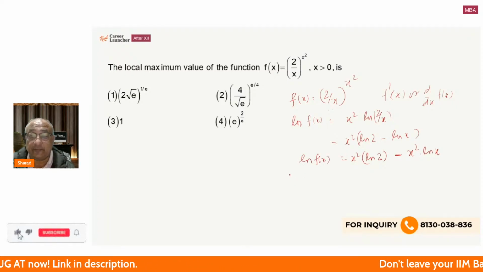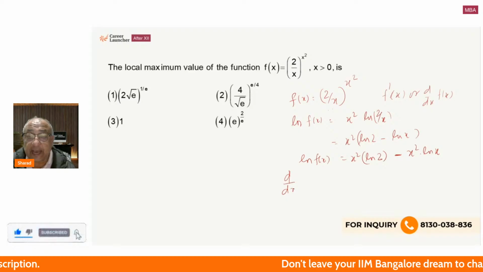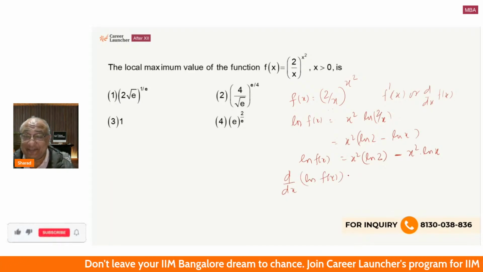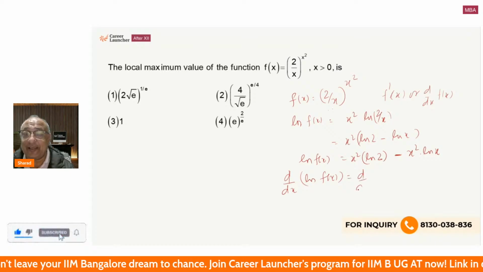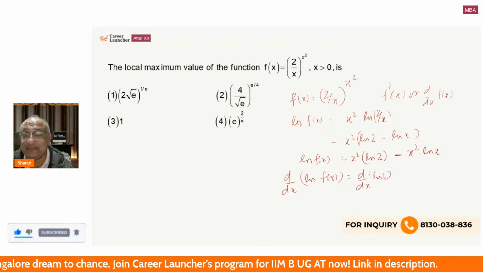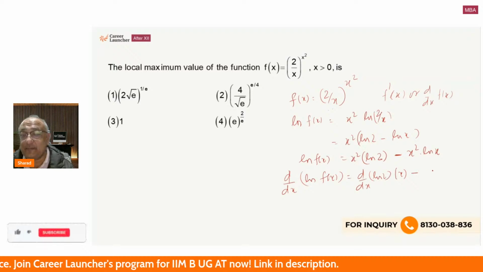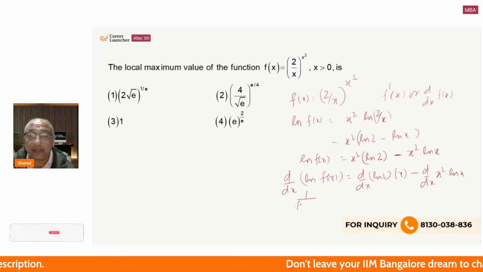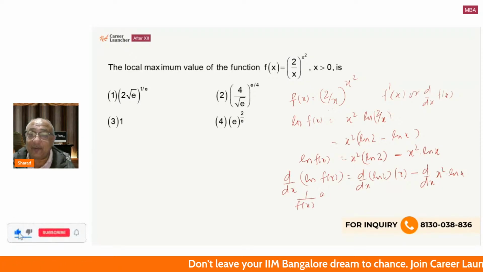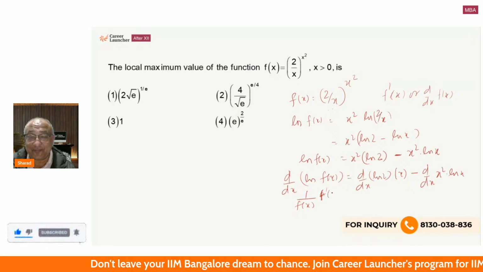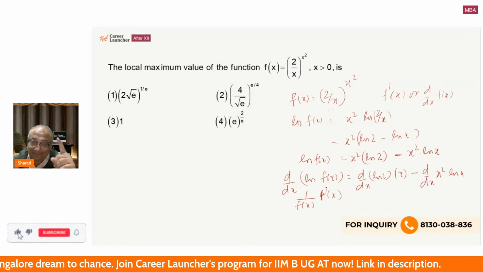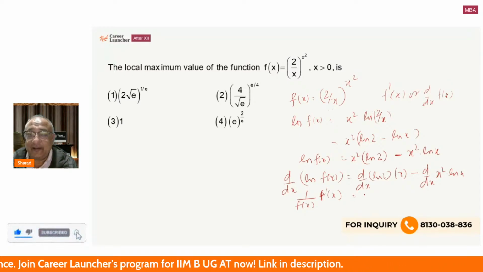ln f(x). Now I will differentiate both the sides. Why am I doing it? Come on, I have to find out f dash x. How else do you think I'll be able to do this? ln 2 into x minus d by dx of x square into ln x. This is 1 upon f(x) into f dash x. Wow, f dash x has come. This is the fellow I was aiming for.